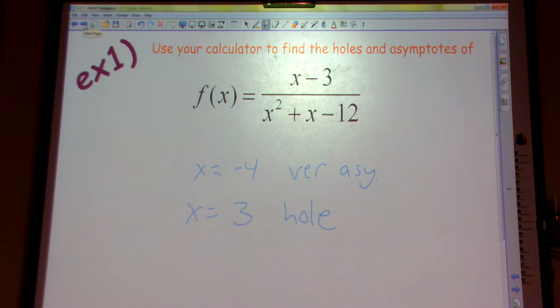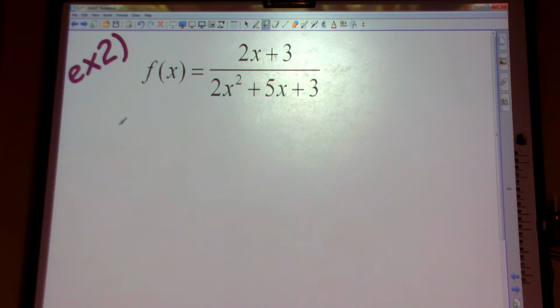Let's try another. My calculator or my video might die on me. It's not fully charged, but we'll see. We'll get as much as we can in. So f of x equals 2x plus 3 over 2x squared plus 5x plus 3. Okay, the first thing I'm going to do is, of course, graph it.